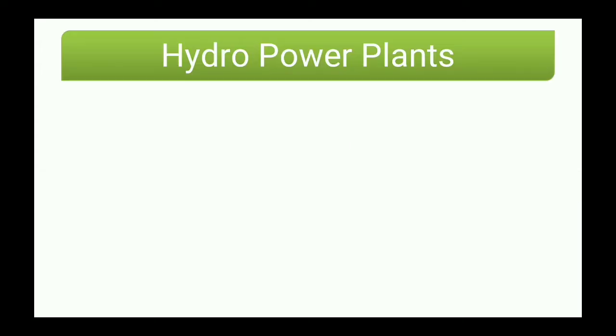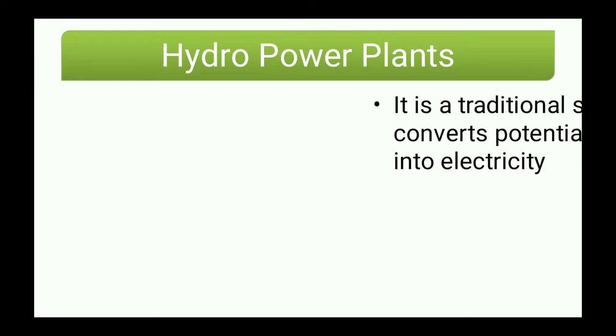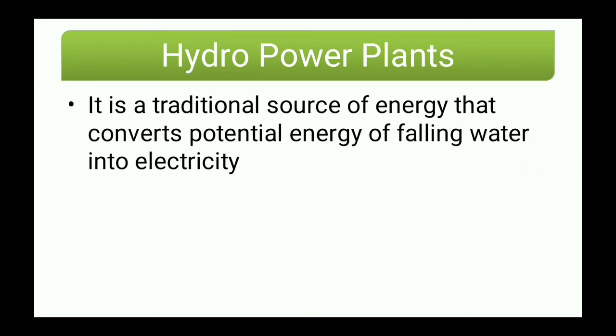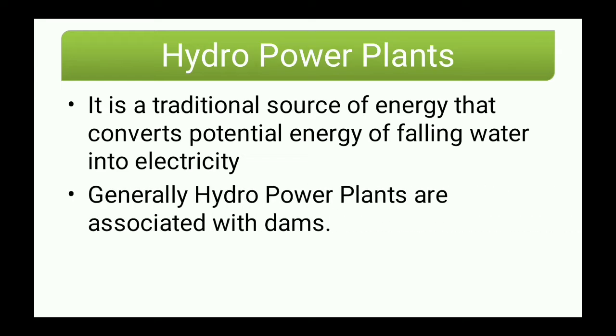So first in that is hydropower plants. It is a traditional source of energy or conventional source of energy, you can call it, that converts potential energy of water into electricity. Now this can be used for any sources of water. Wherever there is a running water, we can use hydropower plant over there. But running water should be available 365 days.